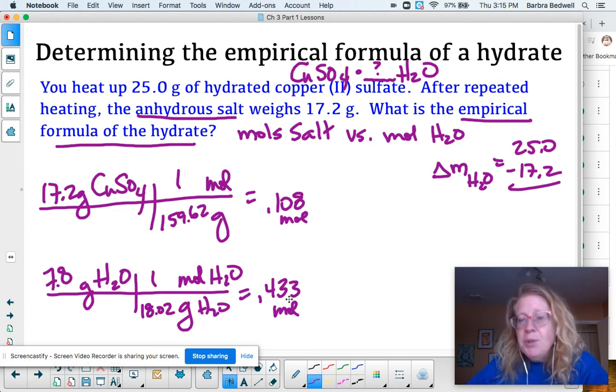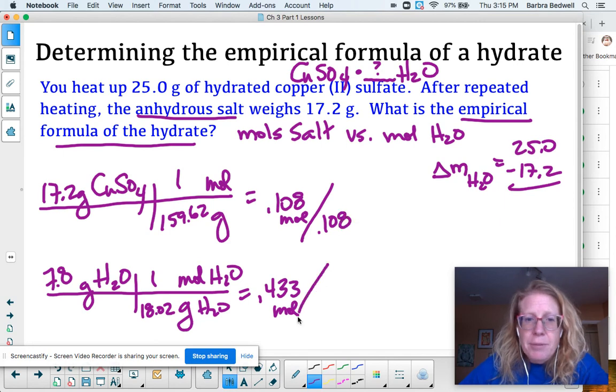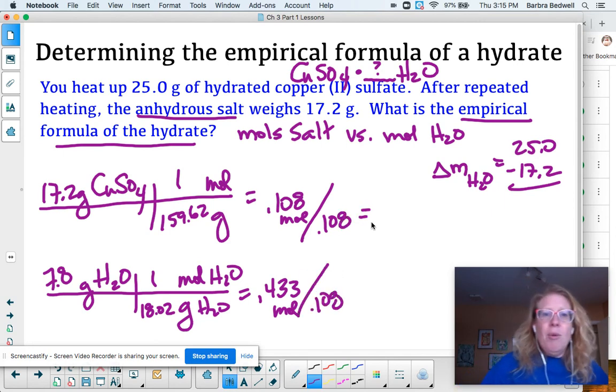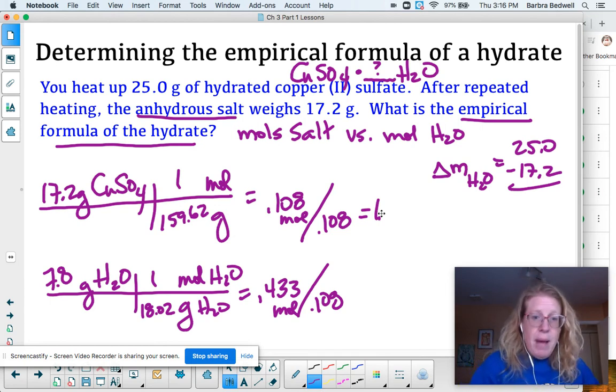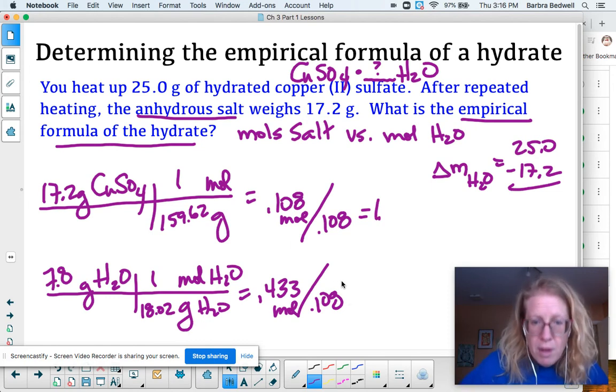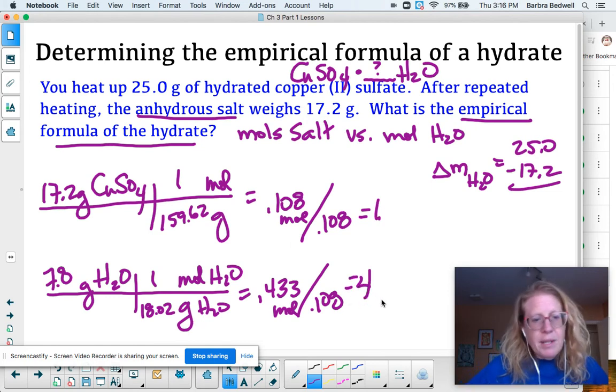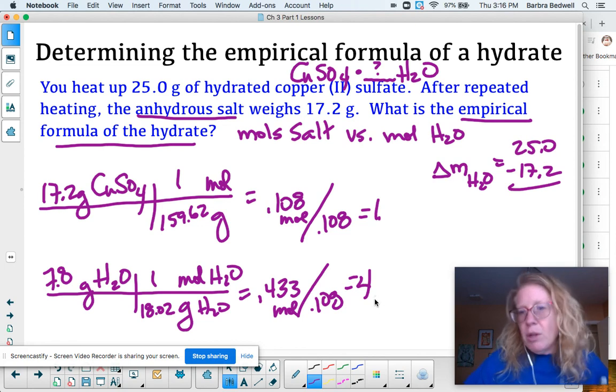So now what I need to do is, just like in our other empirical formulas, I want to simplify that ratio. And I want to see what the ratio is. You can probably kind of tell by looking at it. But 0.108 divided by 0.108 is 1. It's always going to be 1 for the salt. 0.433 divided by 0.108 gives me a value of 4.008. So close enough to 4 that I can feel pretty good about rounding it.